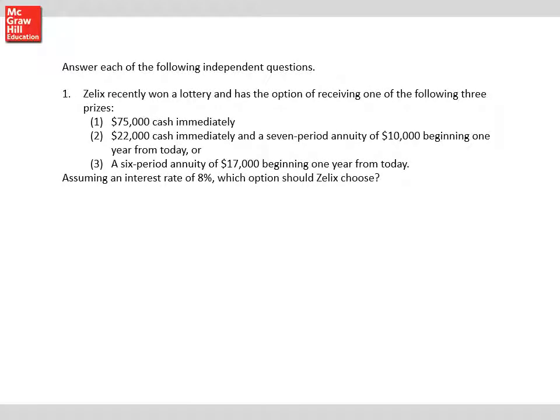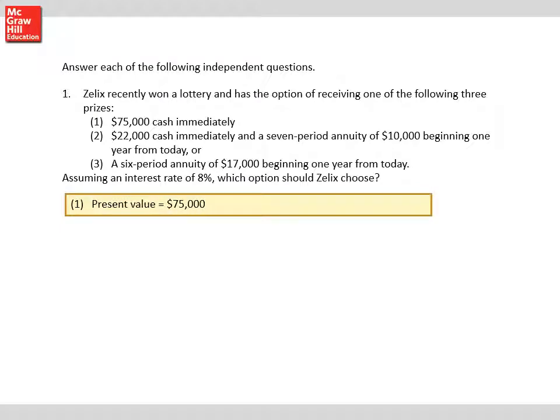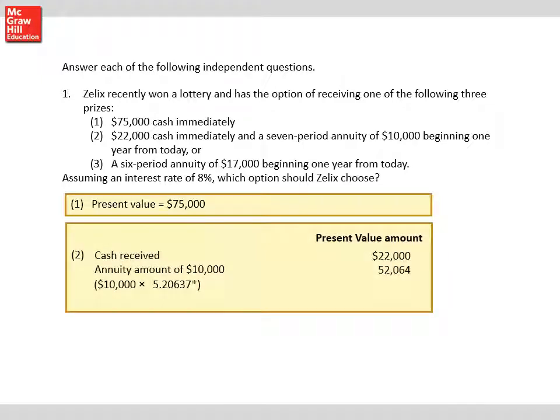75,000 cash today, 22, there's our scenarios. So present value of 75,000 is 75,000. But what about the second scenario? Well, 22,000 is at present value already. That's what it's worth today. But those $10,000 payments in the future, what are their present values as well? What is that money worth in terms of today?